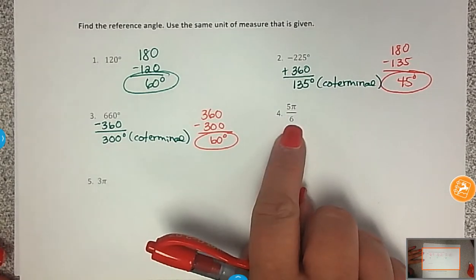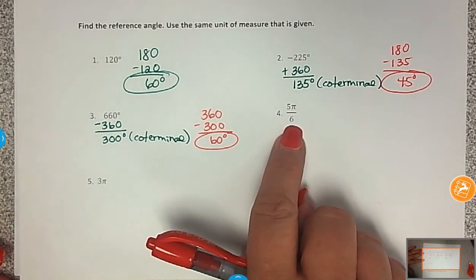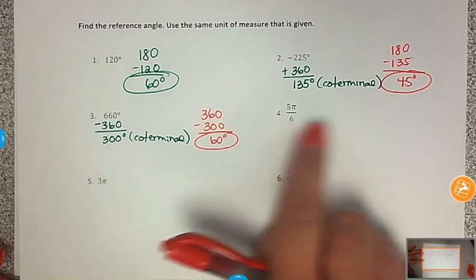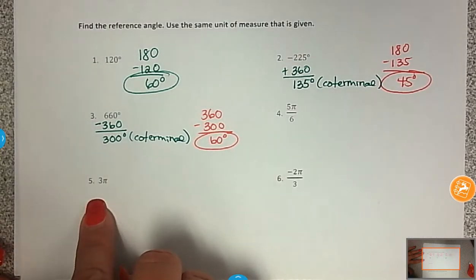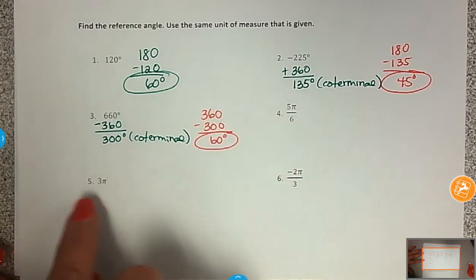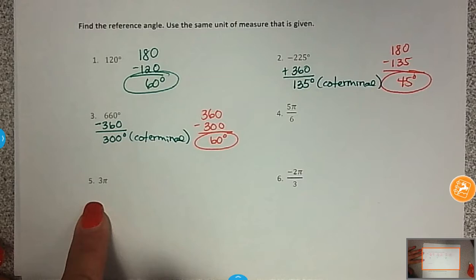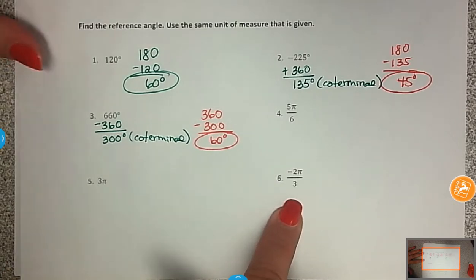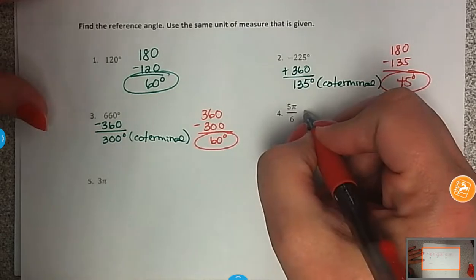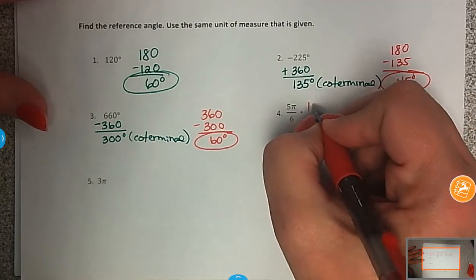Then for 5 pi over 6, you've got some options. You can work in degree measure, which means you've got to convert this, but then you'll have to convert it back. Or you can work just in radian measure. Okay, I'm going to do 4 and 5 differently. I'll do this one in degrees. I'll do this one strictly in radian measure. And then we'll talk about it. And then I'll probably do number 6 in radian measure as well after you've had a chance to work it on your own. So, first thing I'm going to do for this one is convert it to degrees.